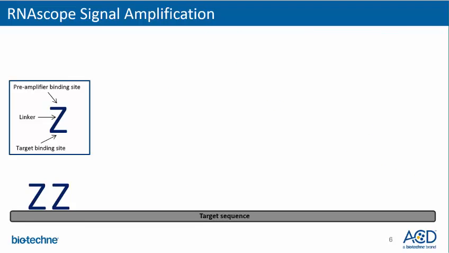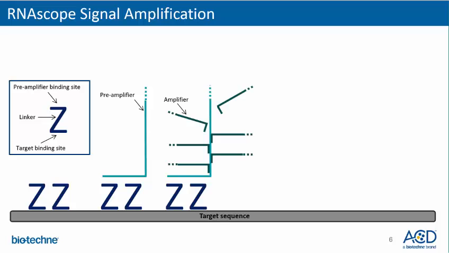The second key feature of the RNAscope technology is the signal amplification. After hybridization with the target RNA, each Z pair creates a binding site at the upper portion of the Z pair for the signal preamplifier to bind. Each preamplifier can bind multiple amplifiers, and each amplifier can further bind multiple labeled probes, sequentially hybridizing to assemble a branching complex on each double Z binding site.